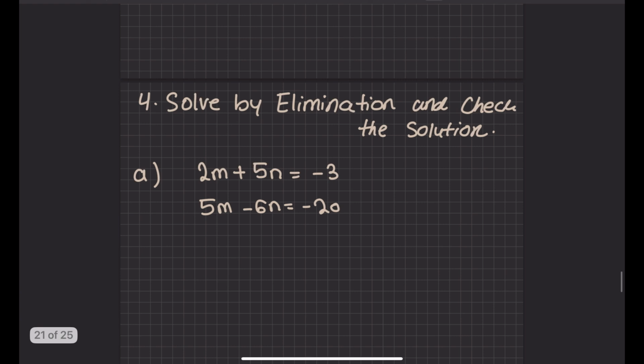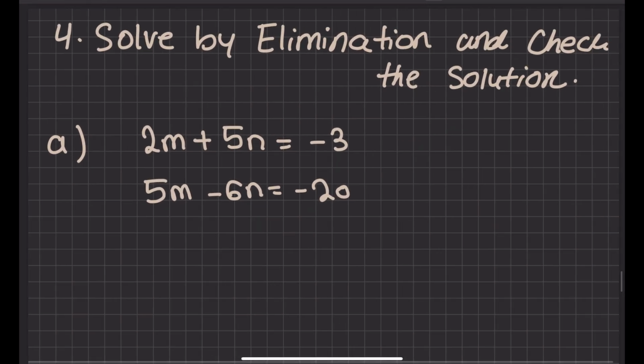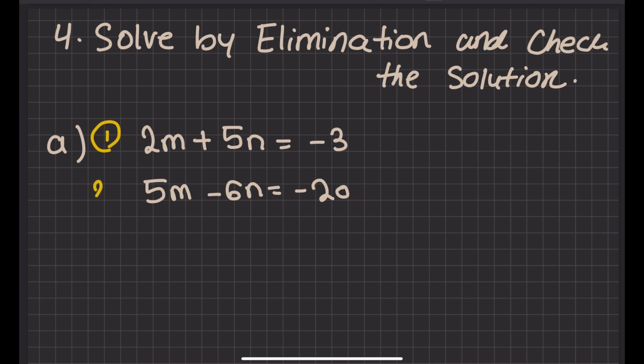So the next question says solve by elimination and check the solution. Same thing, you're free to use either addition or subtraction method, that's totally up to you. So let's take a look at your equations. I'm going to define my first and second equation. The first one is 2m plus 5n equals -3. The second one is 5m minus 6n equals -20.